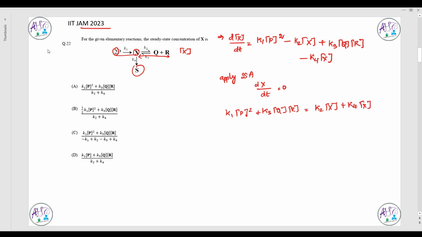If you rearrange, concentration of X is going to be k1 concentration of P the whole square plus k3 concentration of Q concentration of R, divided by k2 plus k4. So your option D is the correct answer.